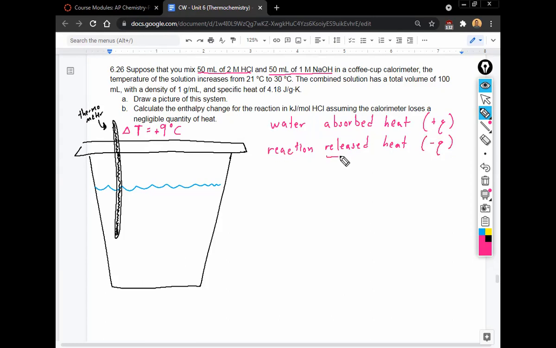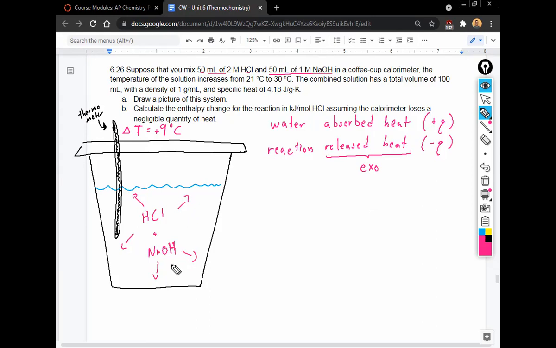Okay, and if a reaction releases heat, what kind of reaction is it? Yeah, it's going to be an exothermic reaction. Okay, because the reaction, when you mix HCl and you combine it with NaOH, it's going to give energy to the water, which is why the temperature of the water increased. Okay.